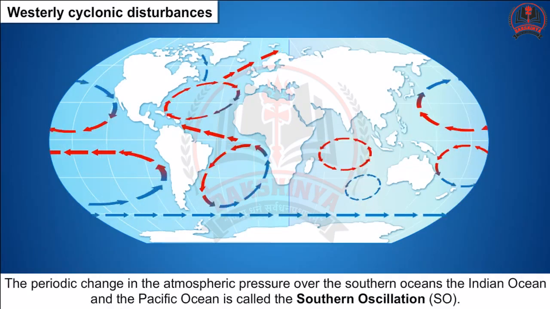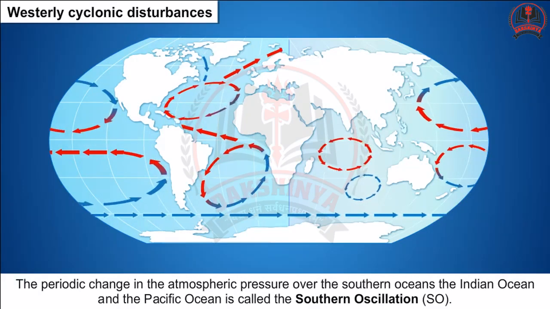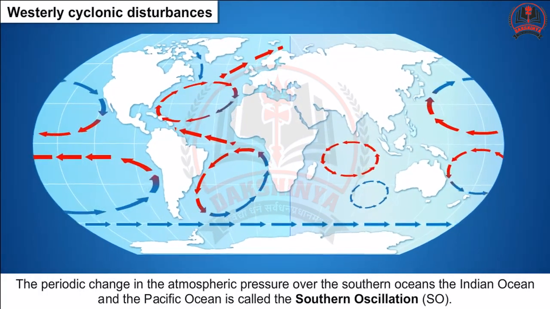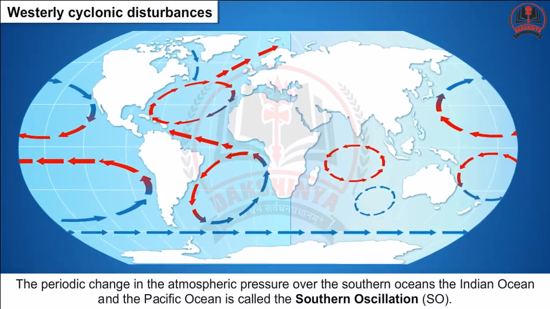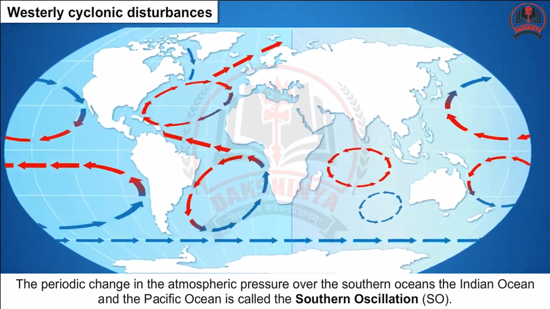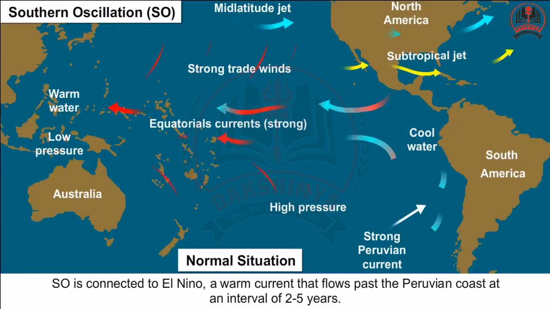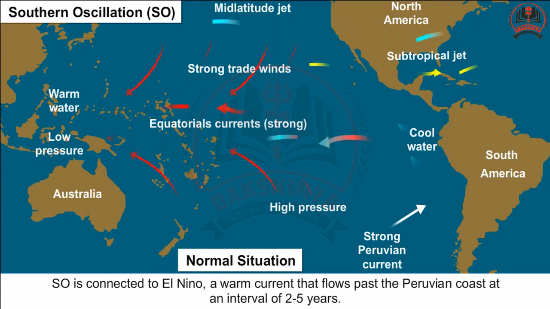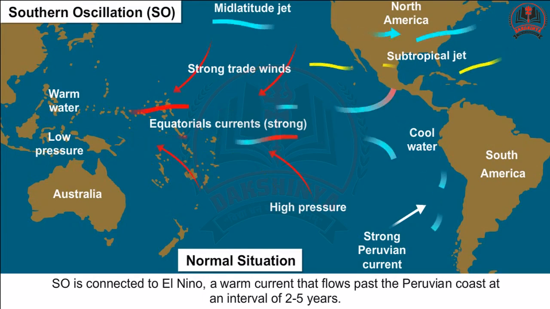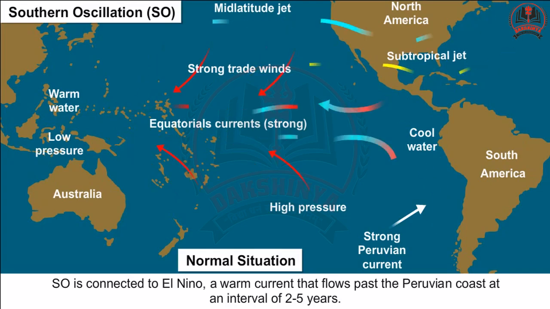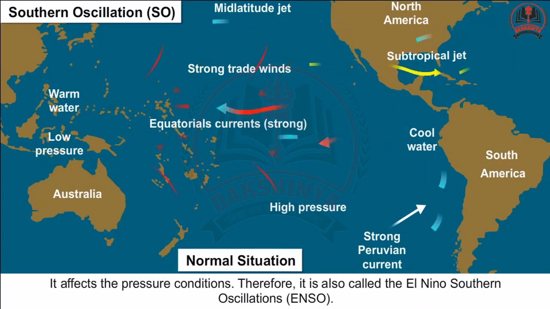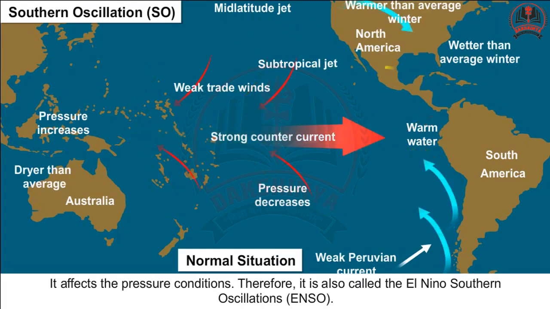The periodic change in the atmospheric pressure over the southern oceans, the Indian Ocean and the Pacific Ocean is called the Southern Oscillation, or SO. SO is connected to El Nino, a warm current that flows past the Peruvian coast at an interval of 2 to 5 years. It affects the pressure conditions. Therefore, it is also called the El Nino Southern Oscillations, or ENSO.